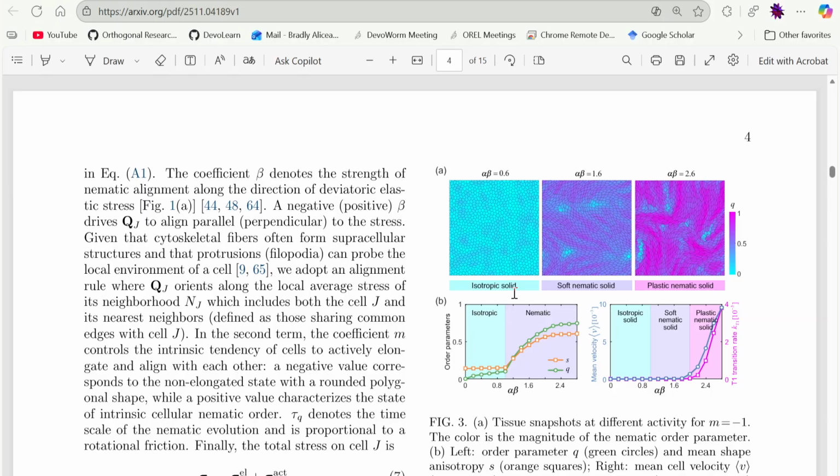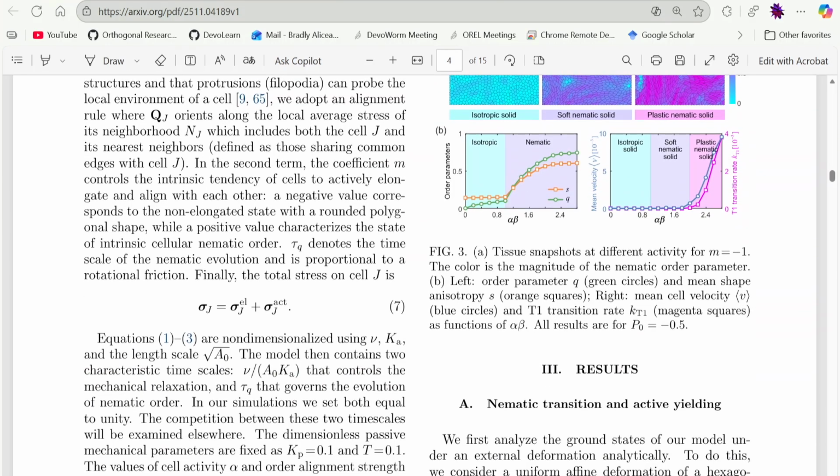And then in the second term, the coefficient M controls the intrinsic tendency of cells to actively elongate and align with each other. A negative value corresponds to a non-elongated state with a round polygonal shape, while a positive value characterizes the state of an intrinsic cellular nematic order. Tau Q denotes the time scale of the nematic evolution, and it's proportional to a rotational friction. And then finally 7, which is the total stress on cell J, is stated in that equation there. So that's it.